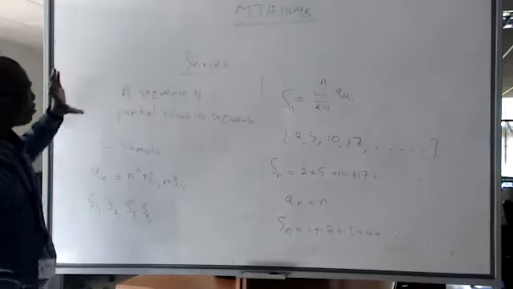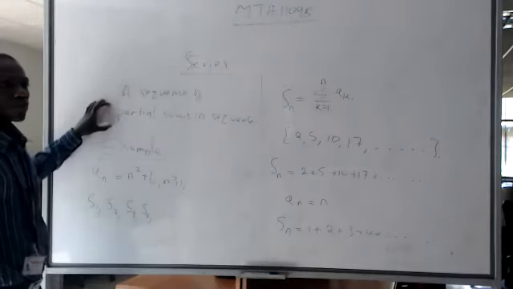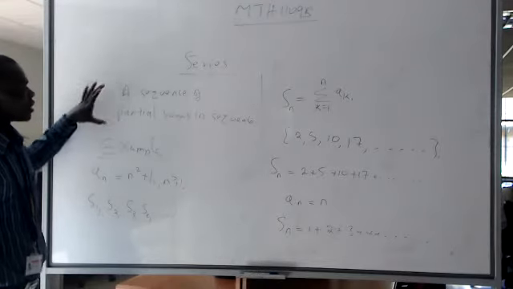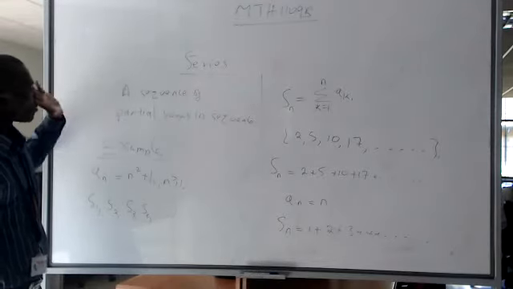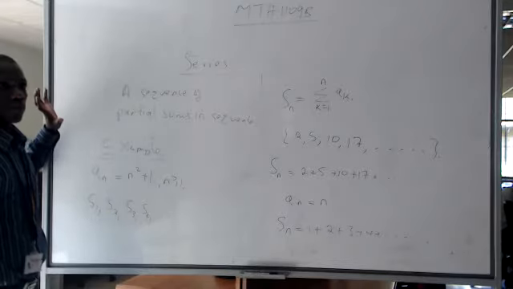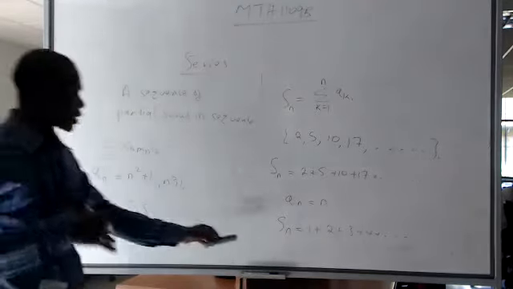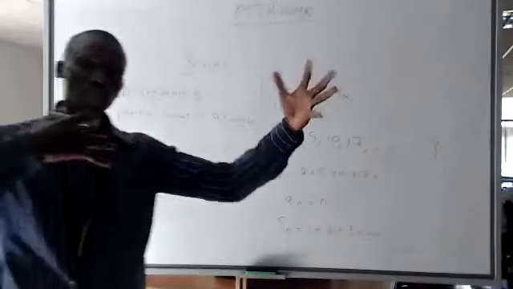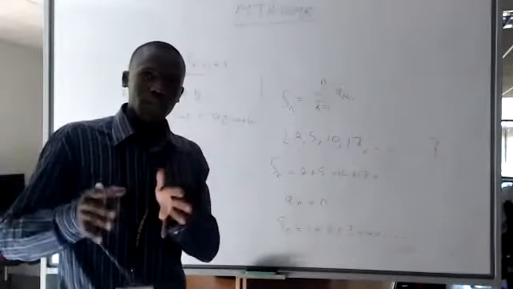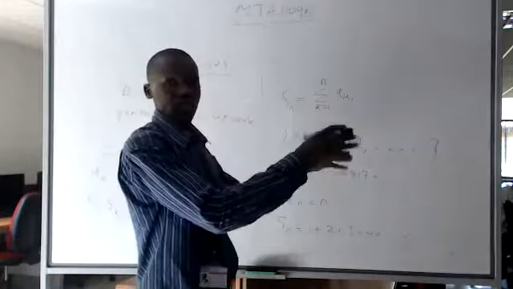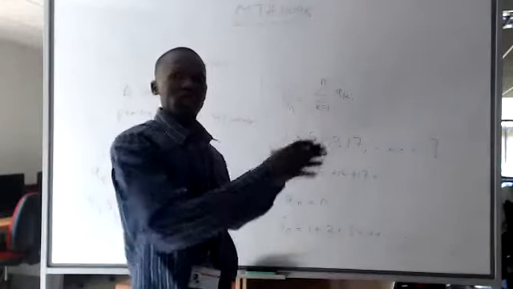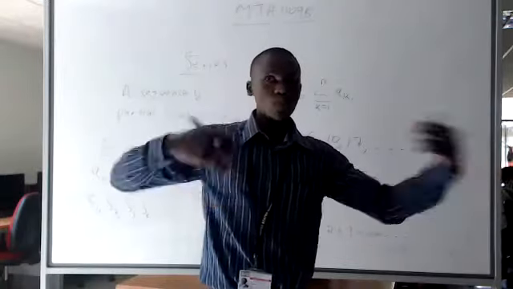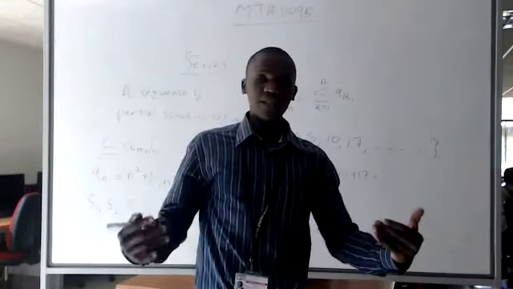So a series is simply a sequence of partial sums. Any question? This is all you need. Sequence of partial sums. You're simply adding the terms partially, not all of them: the first term, first 2 terms, first 3 terms, first 4 terms. This way you generate a new sequence. So this new sequence of partial sums is what we are calling a series.